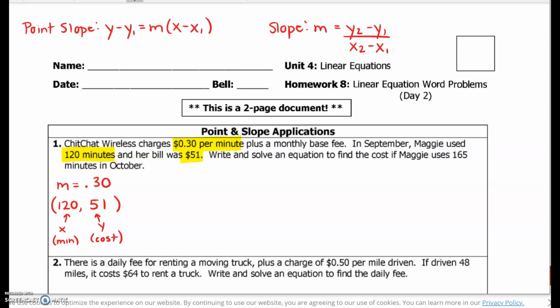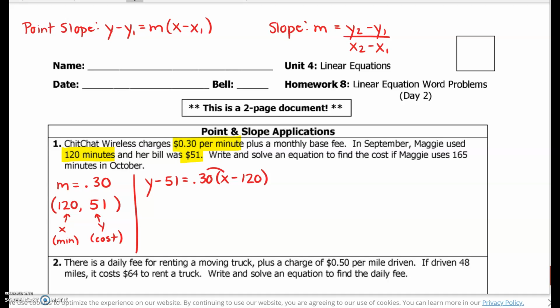Once we have our point and our slope, we can use what we learned last week and write our point slope form. So that would be y minus 51 equals 0.30 times x minus 120. Now, it doesn't specify here, but anytime we're talking about these word problems, we do want you to put your final answer in slope-intercept form. So what I mean by that is you want to solve for y.